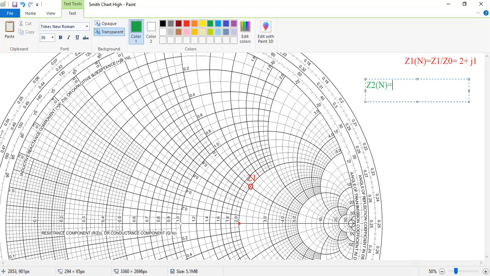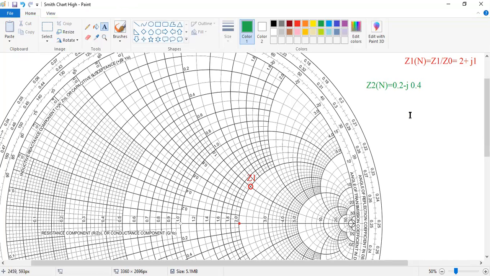8 plus 5j. So before going for the higher value, we'll go for some lower value. I'll take it afterwards. So I'll go for the lower value: 0.2 minus j 0.4. Okay, minus one value also will take.